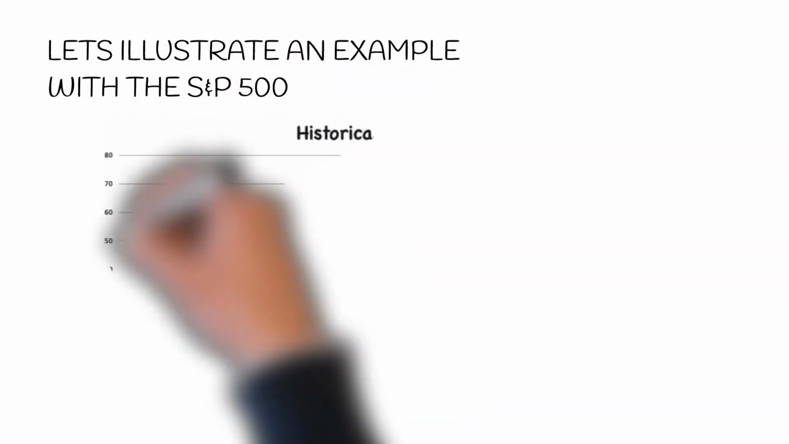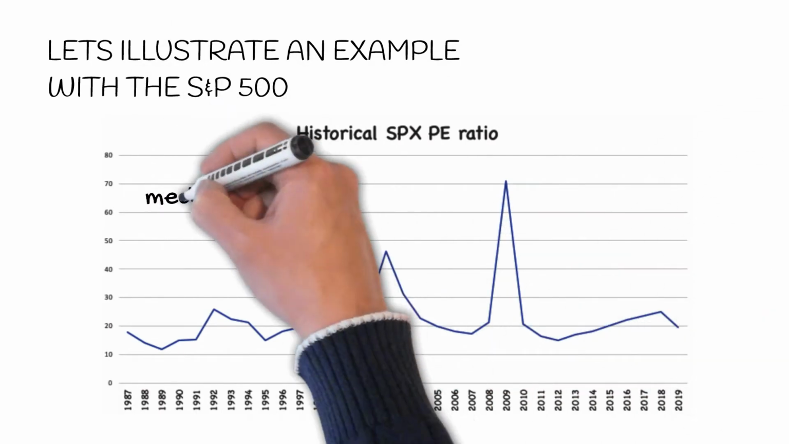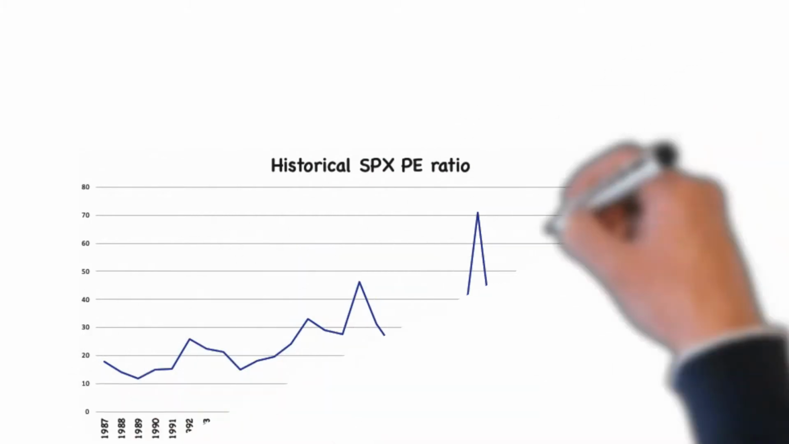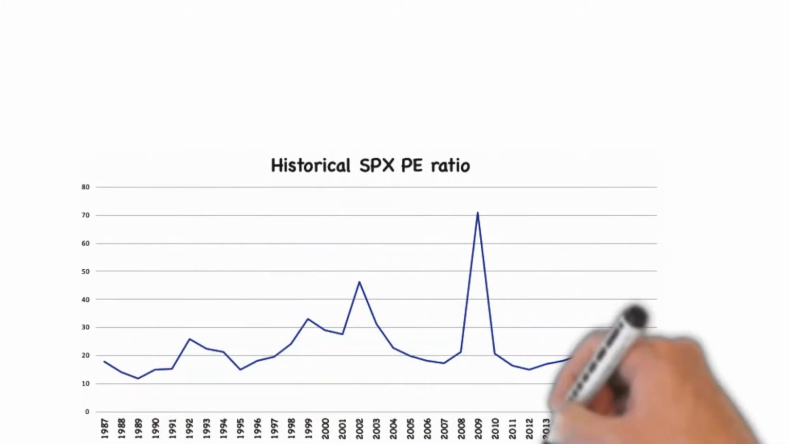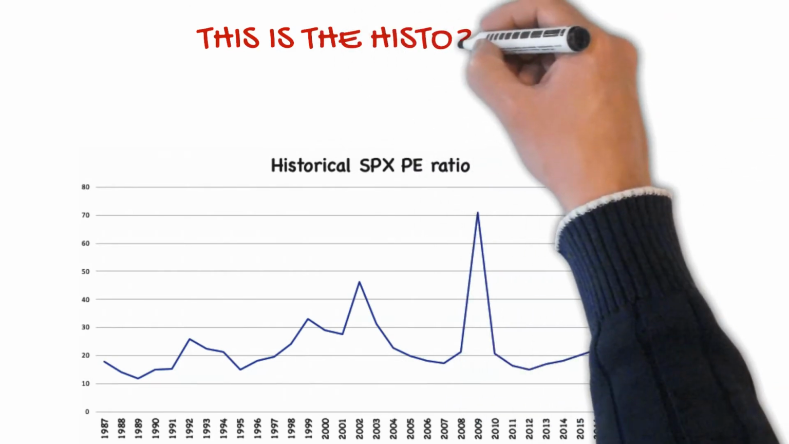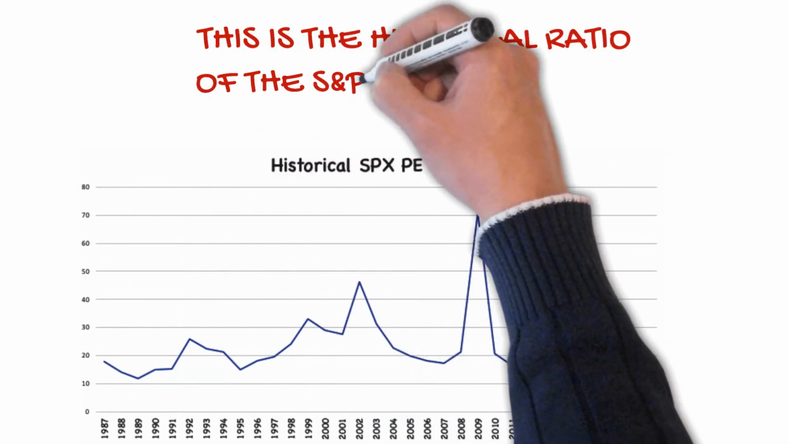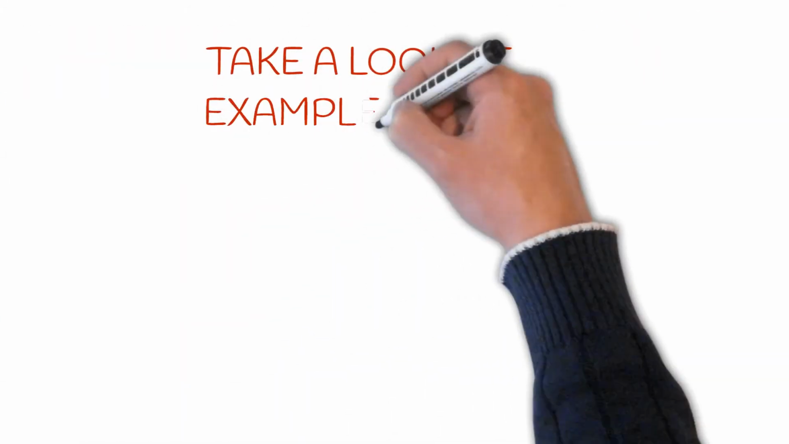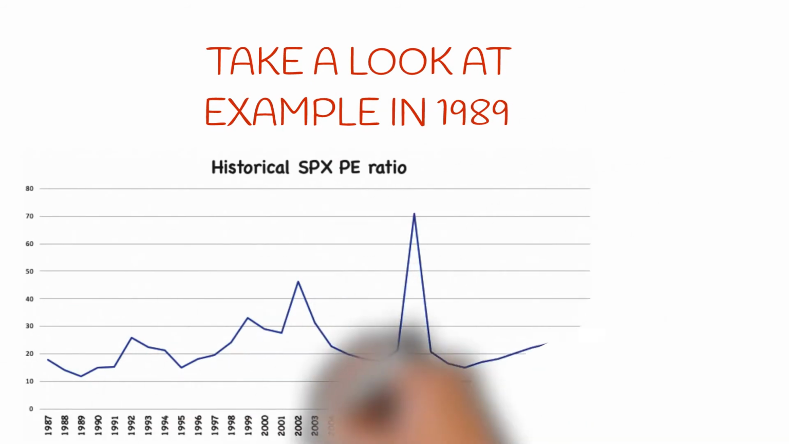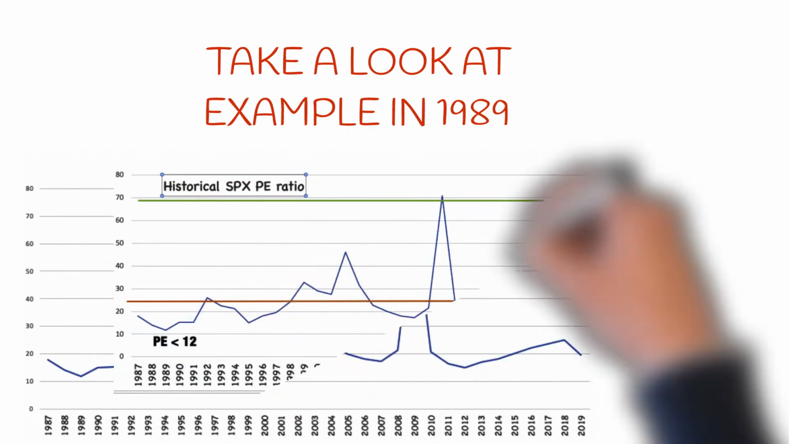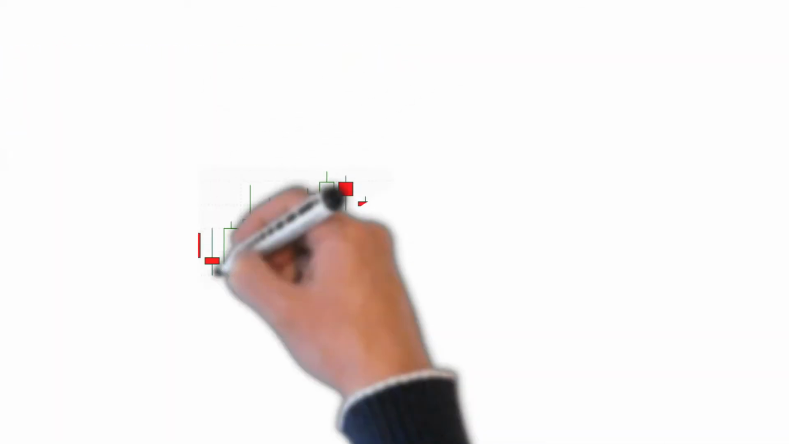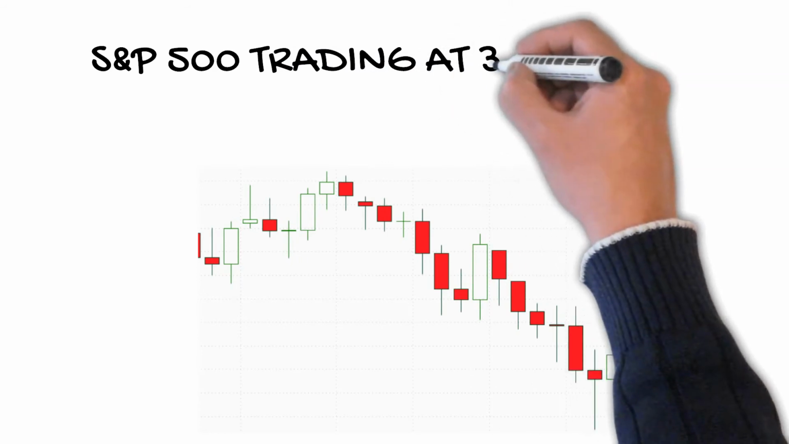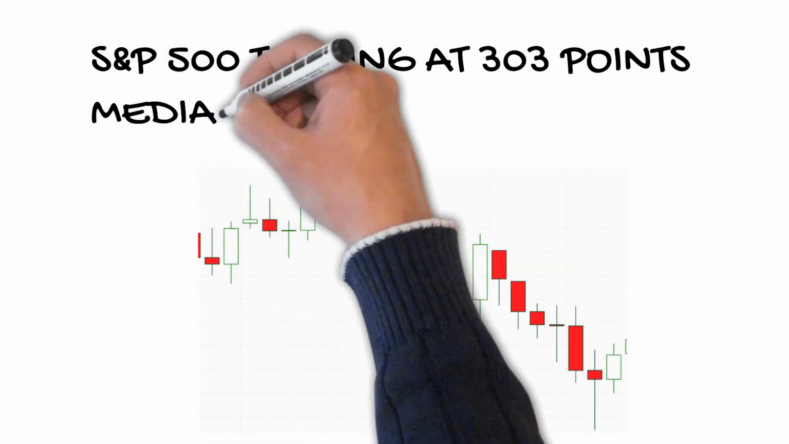Let's say the median PE ratio of the S&P 500 is generally at 15. To know whether the market is fairly priced or expensive, we can go to the historical data of the S&P 500 for the past 20 years or more. If we take an example in early 1989, the PE was below 15, at about 11.92, and the S&P 500 was trading at 303 points. On average, it was lower than the median of 15.